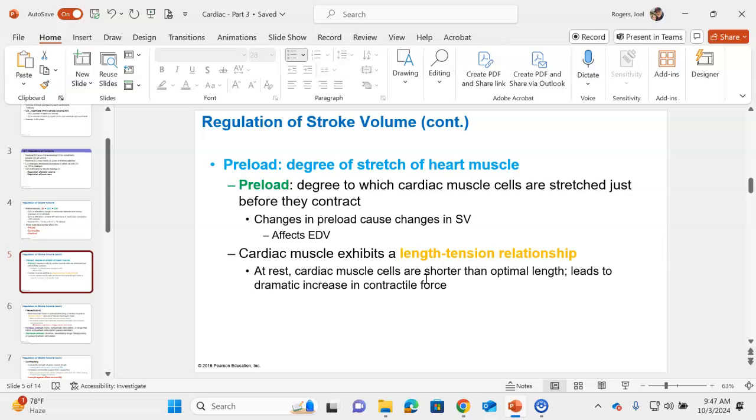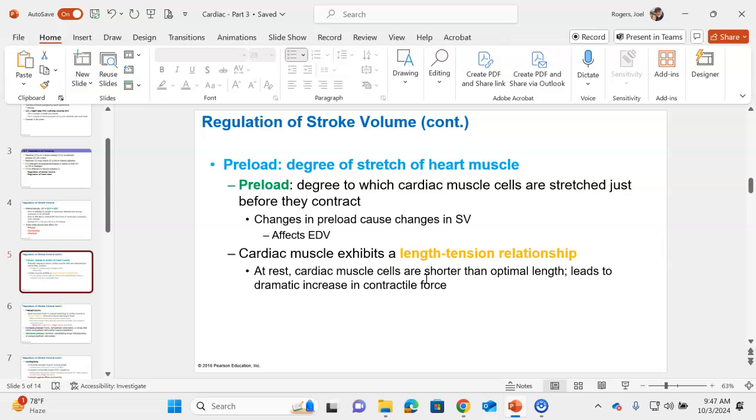So maybe if the heart is beating just a little bit slower and the ventricles have more time to fill up with blood, that's an increase in EDV. And they're going to stretch more and then contract, boom, pump out more per ejection. Or an increase in heart rate can do that, because if there's more blood coming back to the heart, time-wise, that's going to stretch the ventricles. And if they're stretched, preload goes up and they contract with more force.